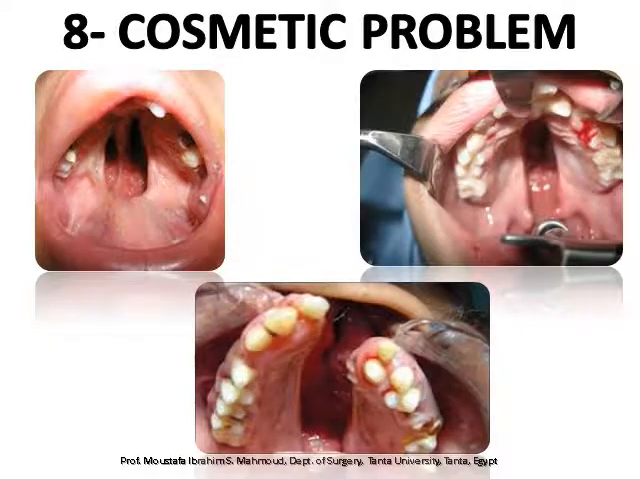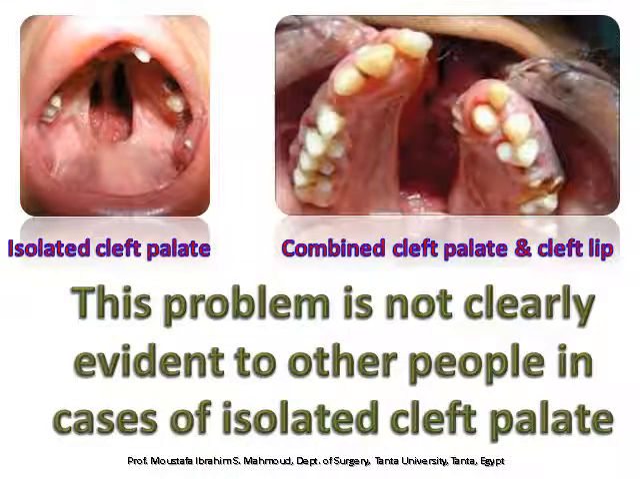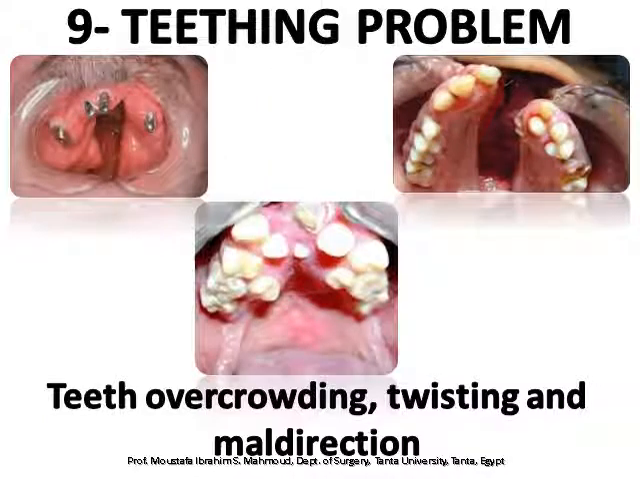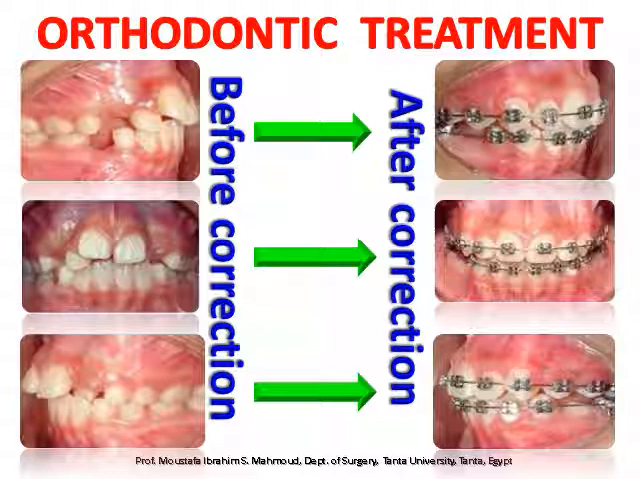Cosmetic problems. Isolated cleft palate, combined cleft lip and palate. This problem is not clearly evident to other people in case of isolated cleft palate. Teething problem: teeth overcrowding, twisting and maldirection. Orthodontic treatment after that, before and after treatment.